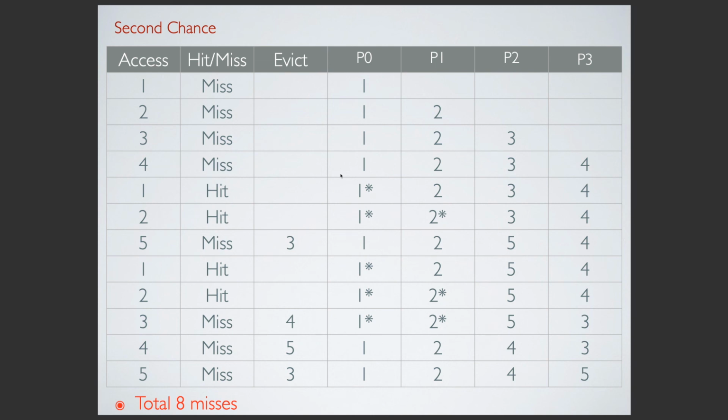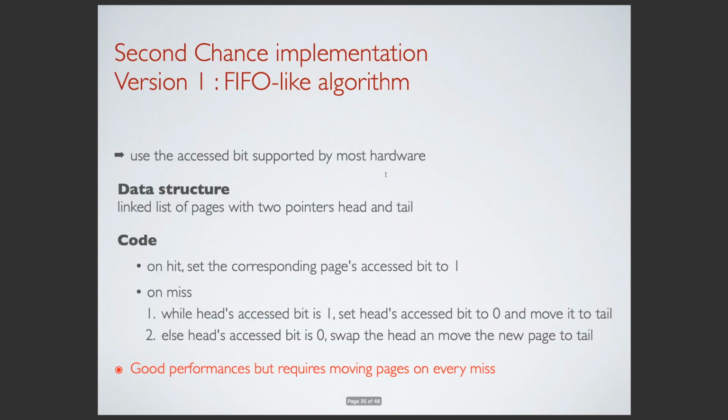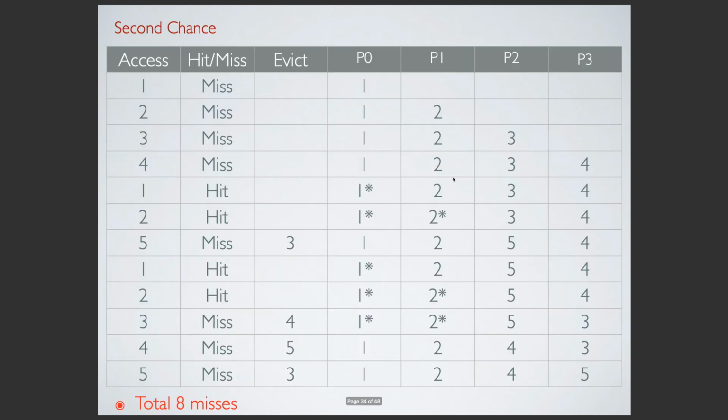So here, the idea is the following. When you do a hit on a page that is already inside your physical memory, you have nothing to do. The only thing, you're going to turn on the access bit. So that's why here I turn on the access bit and I put a star. And here, same thing. So on 2, I'm going to turn on the access bit.